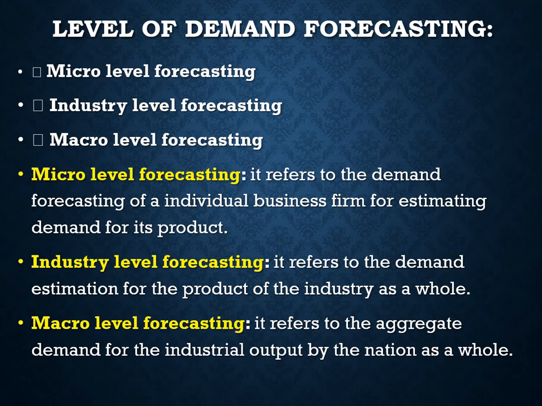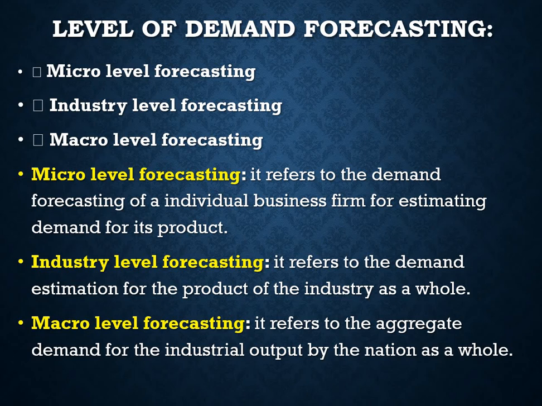Micro level means a small level of a particular product. For example, there is one product called X. If X product's quantity demanded in the present scenario is 100, then what may be the future level of demand for that? Whatever prediction we make on that particular product is known as micro level forecasting. So micro level forecasting mainly focuses on individual products, that is, an individual product's demand in the future.